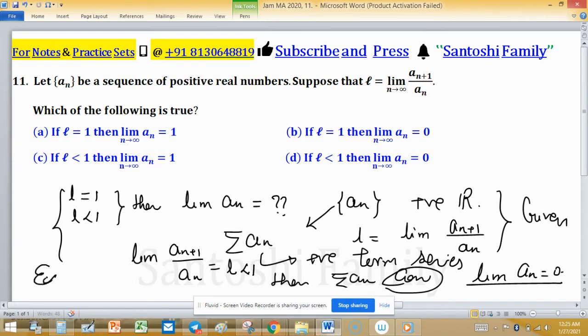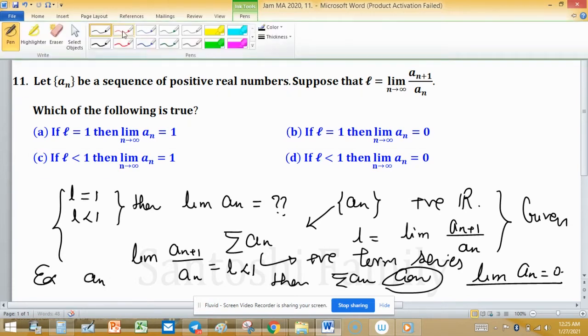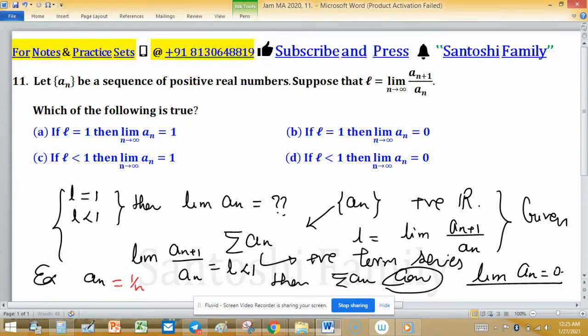For example, if you consider an equal to 1 upon n, then this limit is 0, but the series summation an is not convergent. So using the ratio test, if the limit is less than 1, then the limit of an equals 0. We find the solution of this with the help of the series concept. So option D is the right choice.